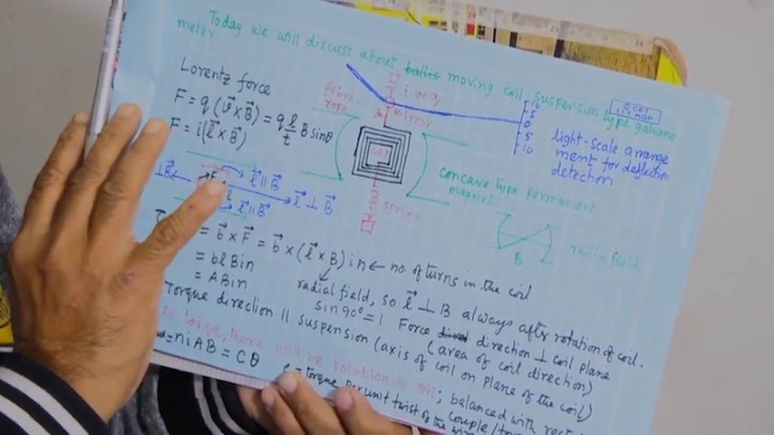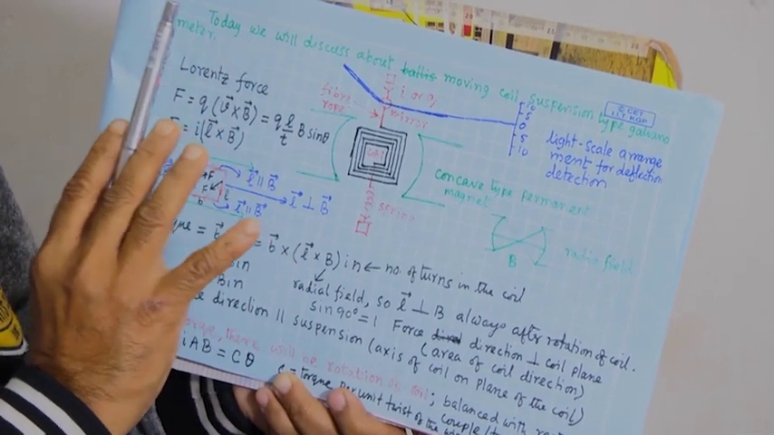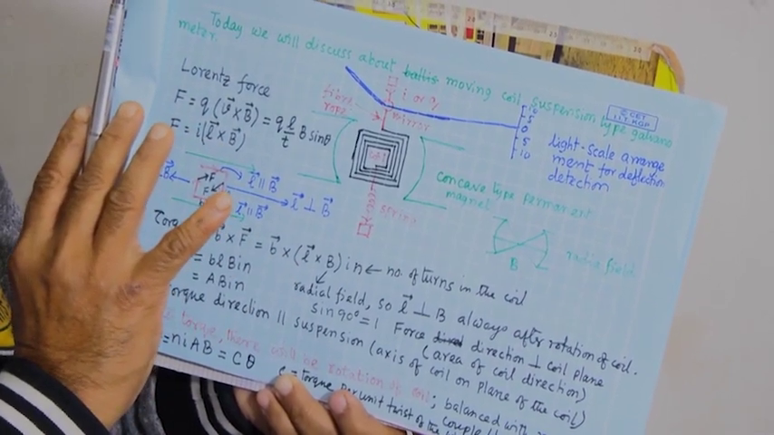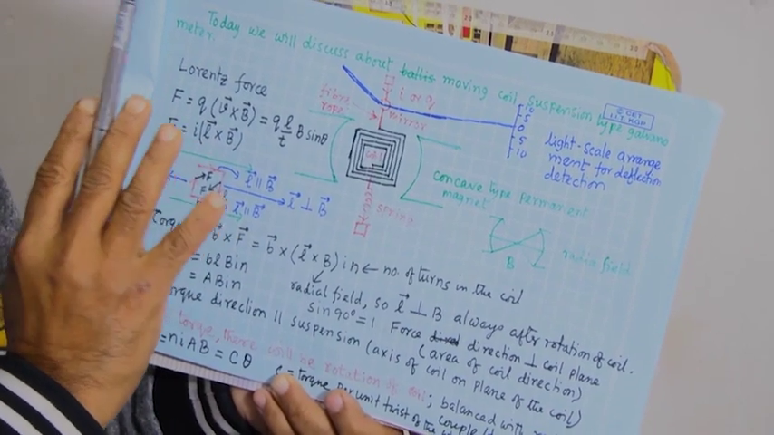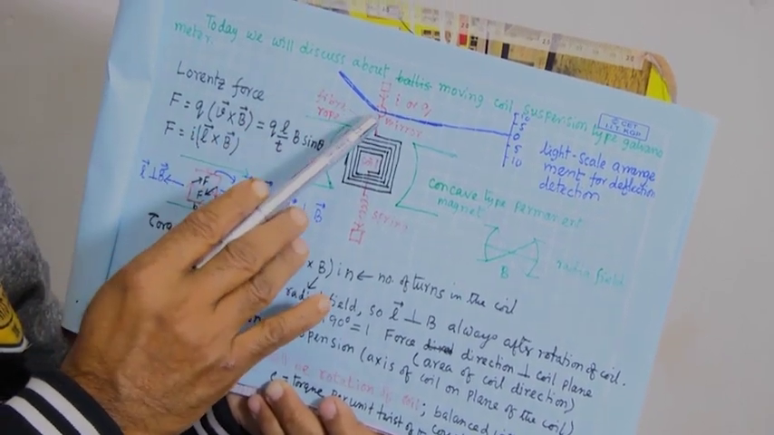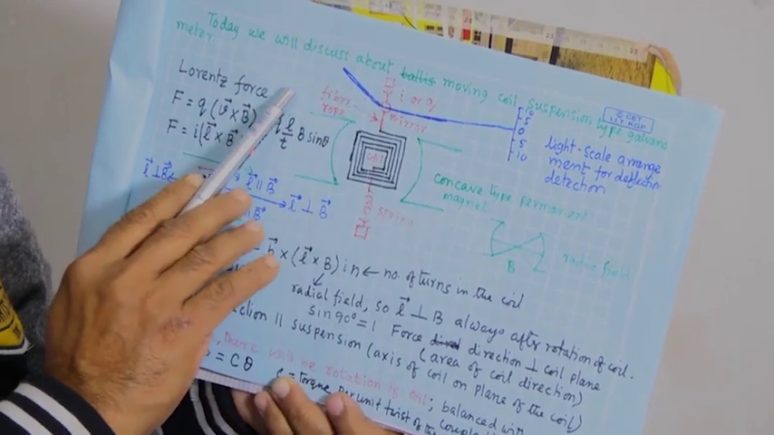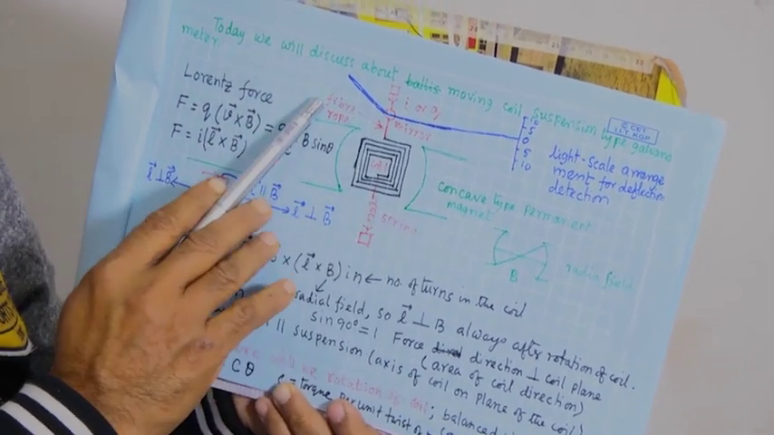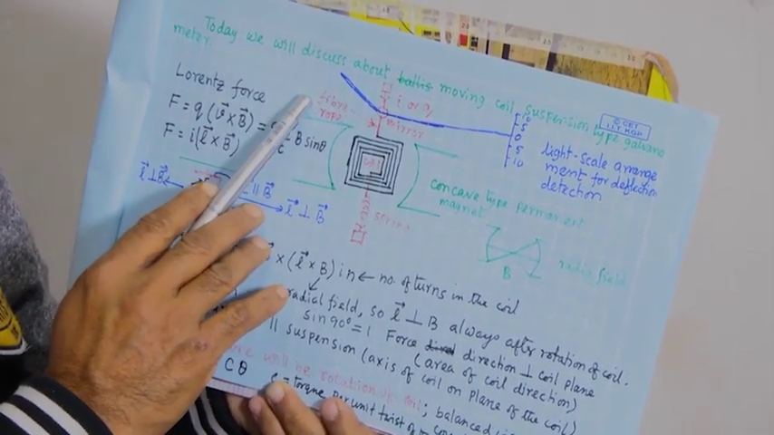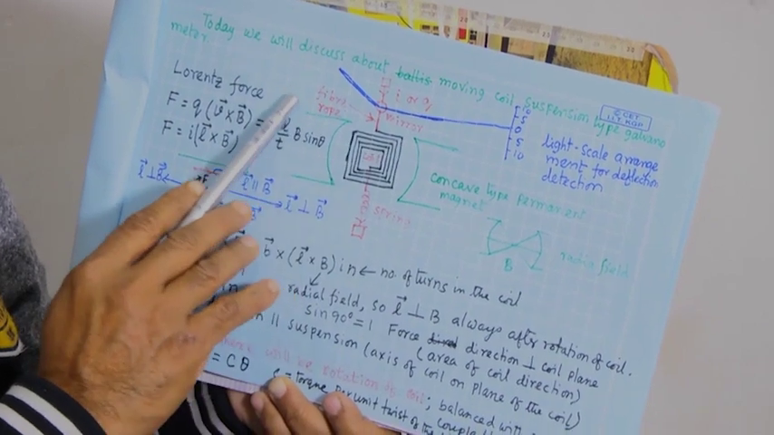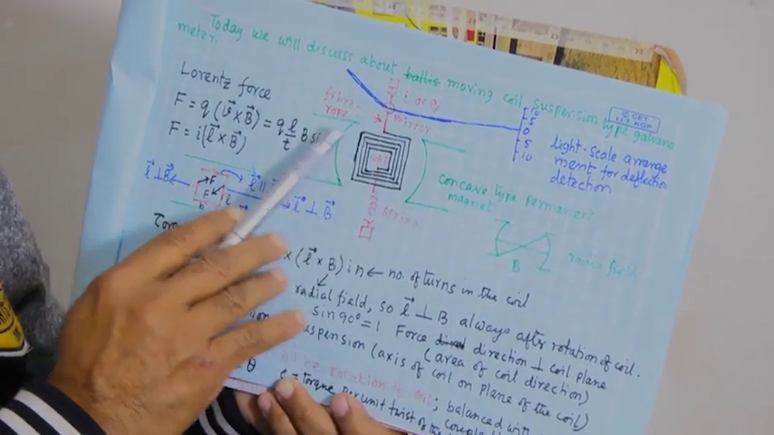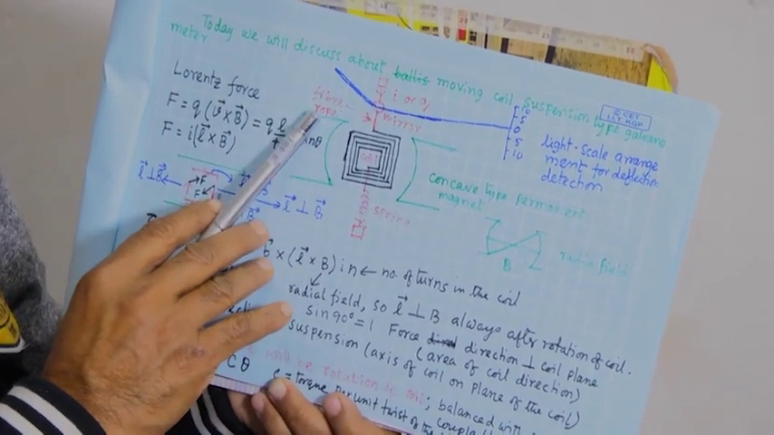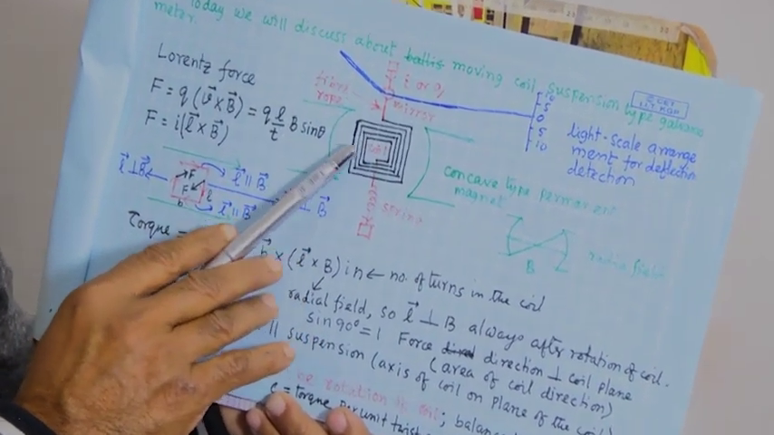This is called torsional torque, so that will act as a restoring torque. Because of that, there will be a balance between the restoring torque and the applied torque. What the applied torque is, I will tell you.